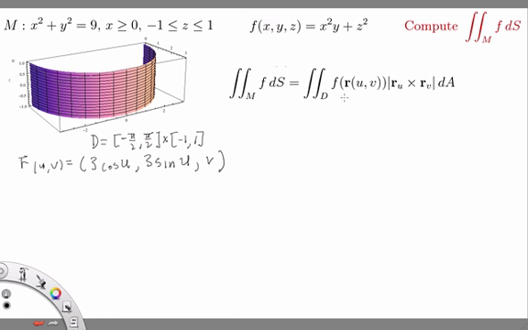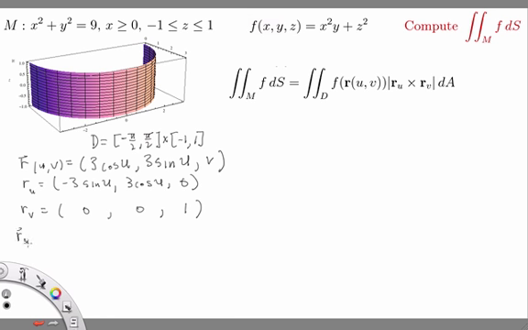Alright, so now we need to do a couple things. We need to know what this quantity is and what this quantity is. So let's compute the cross product first. So r sub u, well, we just compute. We get -3 sine u, 3 cosine u, and then v isn't a function of u, so we get 0. And then r sub v, well, neither of the first two coordinates are functions of v, so we're going to get 0, 0, and then 1.